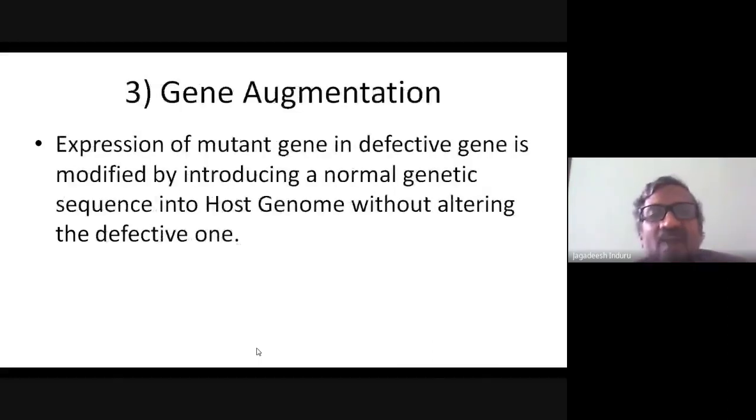The third approach is gene augmentation. The expression of the mutant gene, the defective gene, is modified by introducing genetic material, without altering the defective one. So the mutant gene is modified by introducing the genetic material. The original function is getting augmented, it is getting increased, because it has a mutation.